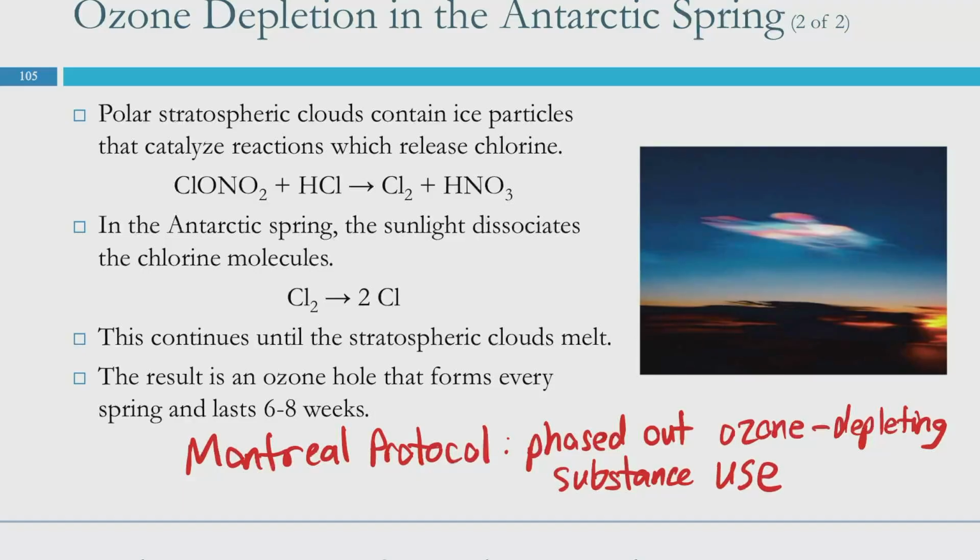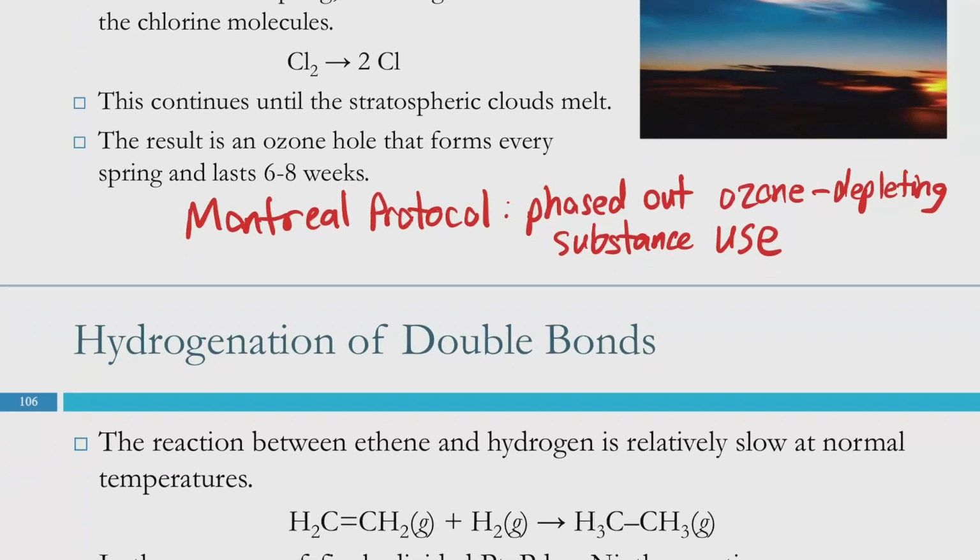So phase out ozone depleting substance use. And since the Montreal Protocol went into effect, that ozone hole has gotten smaller. So we're back on track. We actually can do good things with the environment. Wow.